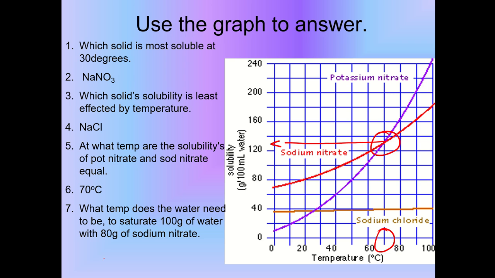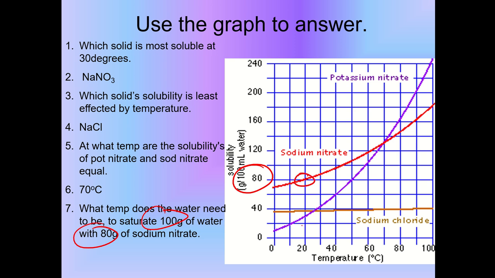What temperature does water need to be to saturate 100 grams of it with 80 grams of sodium nitrate? Well, let's go. So we've got 80 grams of sodium nitrate, 80 grams per 100 grams is here. Okay, and I'm going to use my red line, my sodium nitrate line. Always be sure to use the right line.